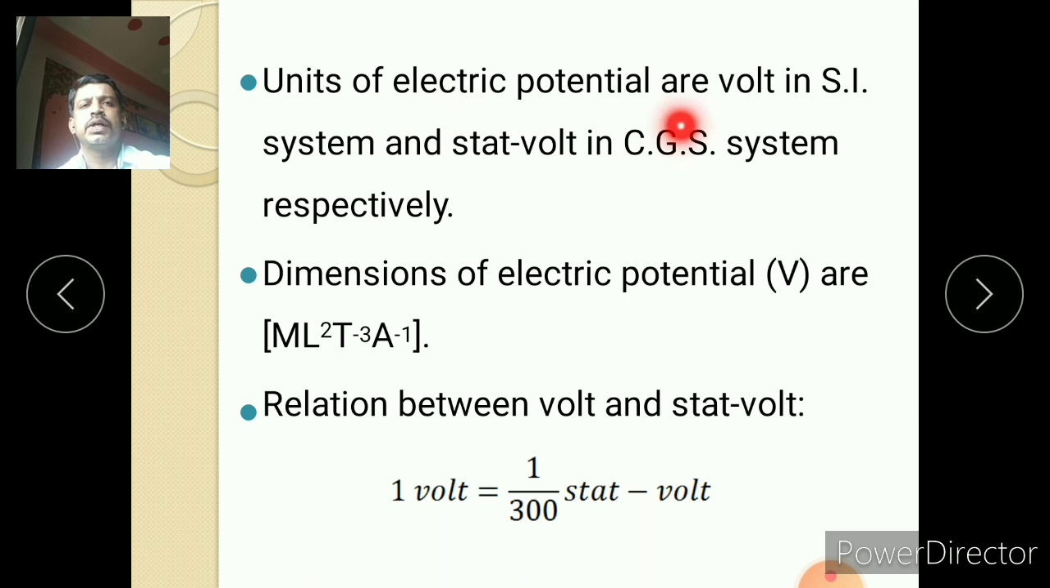Units of the electric potential are volt in the SI system and statvolt in the CGS system respectively. The dimension of the electric potential V is M1 L2 T minus 3 A minus 1. Relation between volt and statvolt: 1 volt is equal to 1 upon 300 statvolt.